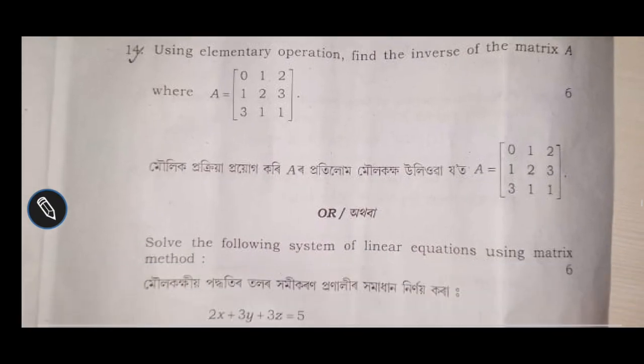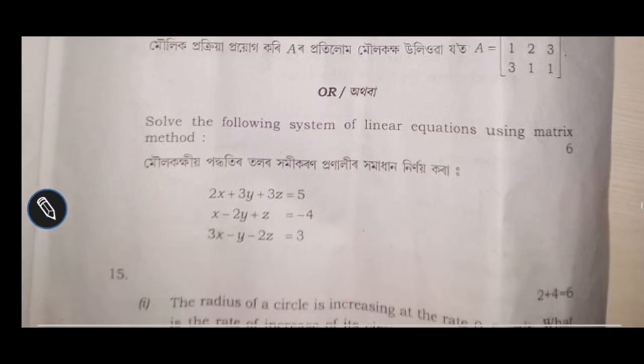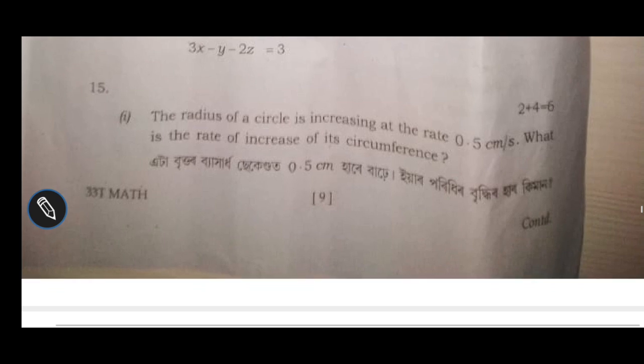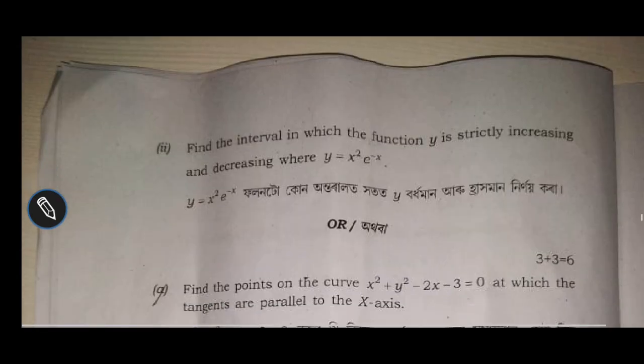Elementary transformation, this one is easy and this one is also easy. Anyone you may do, both are easy questions. The radius of a circle is increasing at the rate of 0.5% and find the rate of increase of the circumference. Directly, you know that this is given from the NCERT book.